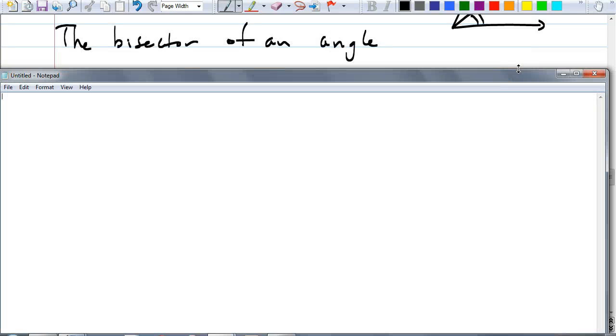Okay, bisector of an angle. Like I said, it's similar to last time, when we talked about the bisector of a segment. What can bisect an angle? By the way, what do you think the bisector of an angle is? Somebody I didn't pick. Hannah, what do you think? Two equal or congruent angles is exactly right.